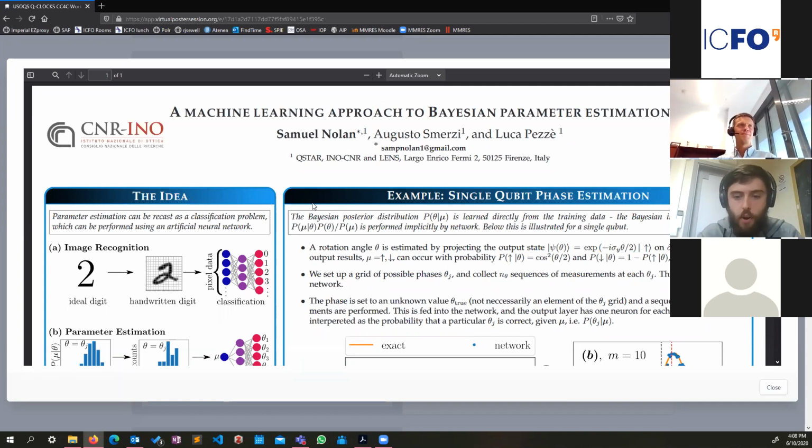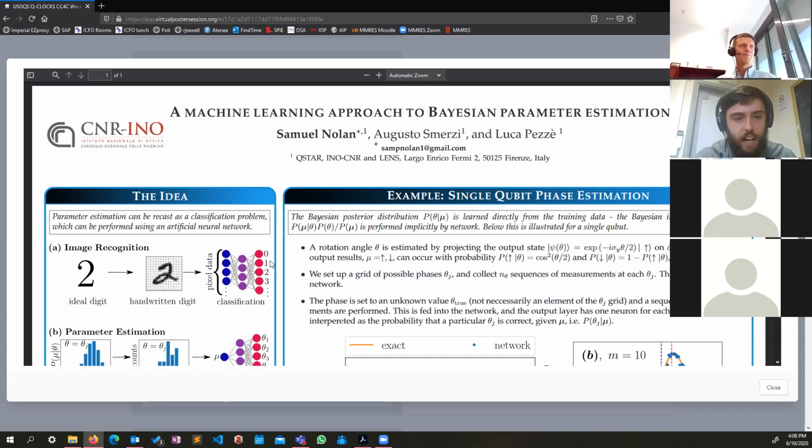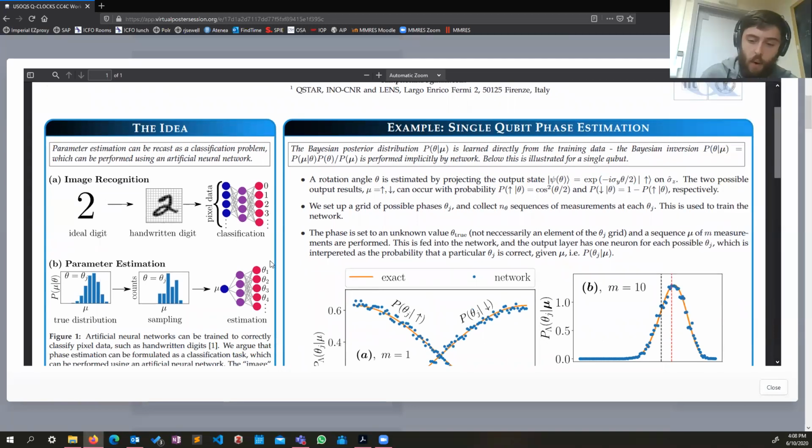So our project is about parameter estimation, which I'm sure we're all very familiar with, but aided with machine learning techniques. It's quite well known that you can use something like an artificial neural network to classify handwritten digits, and that's the point of this figure that you can see here on the left. In the same way, we were interested to know if we could use an artificial neural network to classify phases in a sense, in other words, to perform phase estimation.